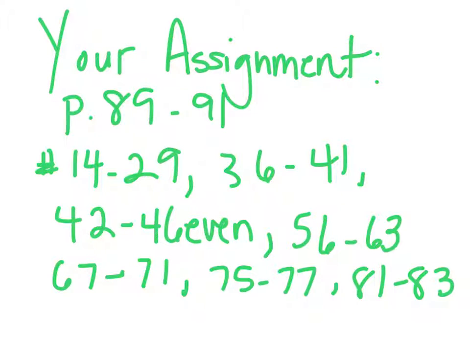Okay, your assignment, which starts on page 89 and goes through 91. You're going to do numbers 14 through 29, 36 through 41, the even numbers of 42 through 46, so I guess that's 42, 44, and 46. 56 through 63, all of them. 67 through 71, all of them. 75 through 77, all of them. And 81 through 83.